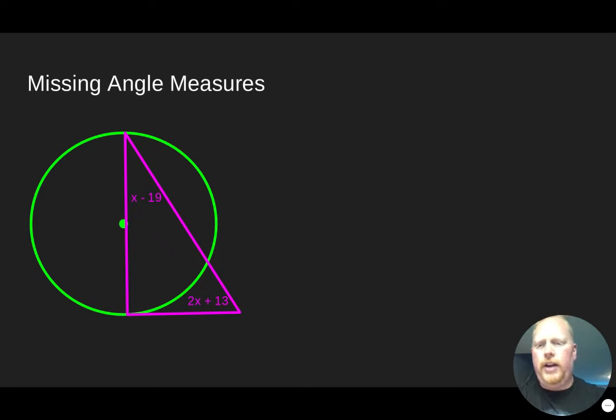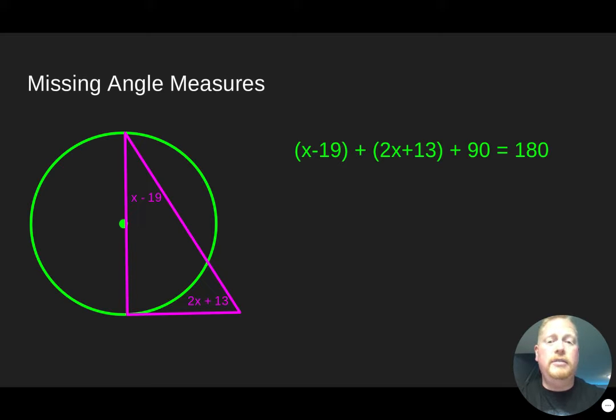Here's another one. Here I have a triangle inside a circle. One angle is x minus 19. The other angle is 2x plus 13. And that third angle that has no label on it, we should know that that's 90 degrees. So a triangle has 180 degrees in it. So I could say that x minus 19 plus 2x plus 13 plus 90 equals 180. And that's my equation. Let's collect some like terms here. So 3x plus 84 equals 180. Subtract the 84, divide by 3, and we get x equals 32.